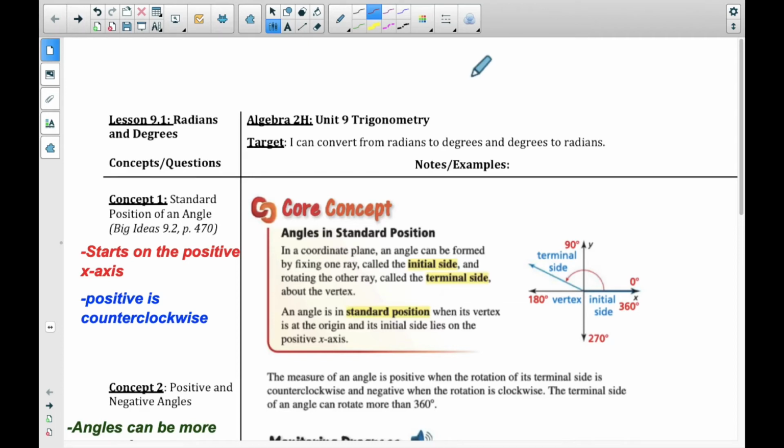Hi guys, and welcome to our unit on trigonometry. I'm excited about this unit because I personally enjoy trigonometry. I think it's a lot of fun, a little bit more hands-on than some of the other things that we do in algebra. So I'm excited about that.